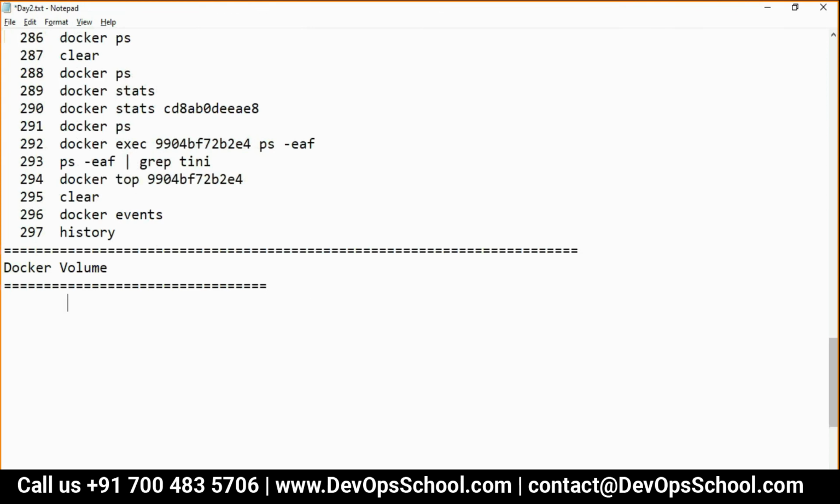So guys, there are 3 types of volumes which you have. One is volume itself, one is mount, and one is tmpfs. Okay, so this volume, mount, tmpfs.